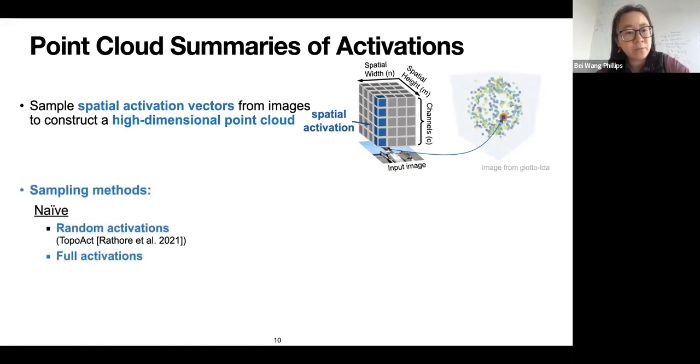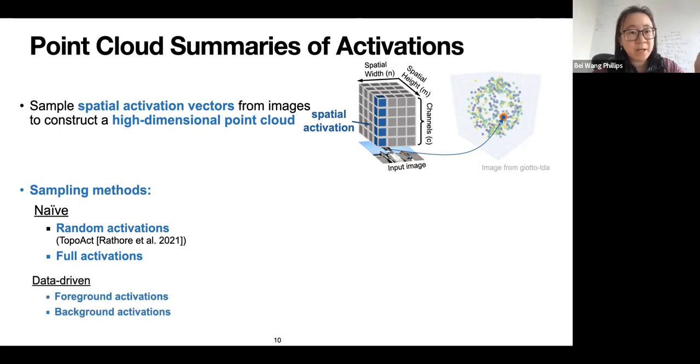Now when I first talk about sampling, the first sampling method I use is actually from our TopoAct work back in 2021, where for every single image, I only sample a random patch, and I obtain the activation from that random patch. There's also the version of what I call full activation. So for example, the image I show here has 16 patches, 4x4. I'm going to collect all of those patches, okay? Which means that every single image, in this particular example, has 16 activation vectors.